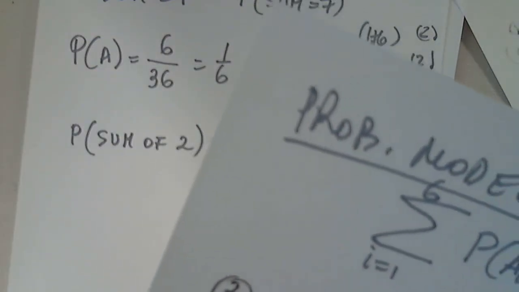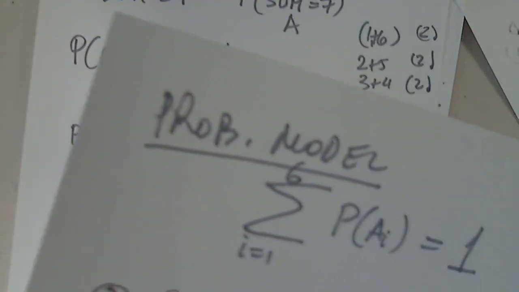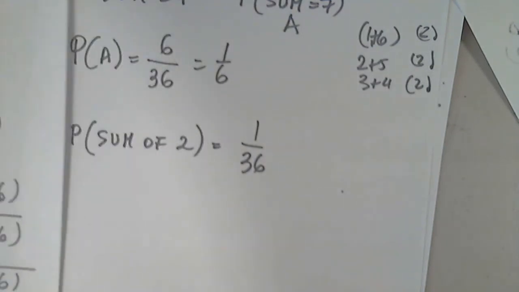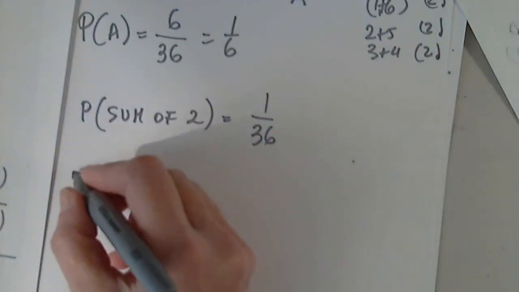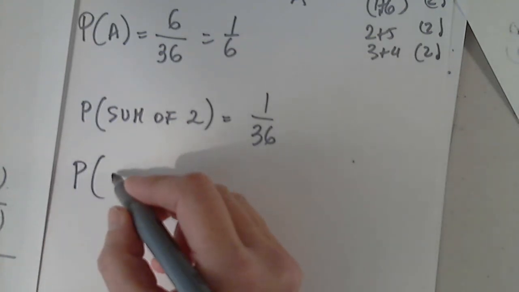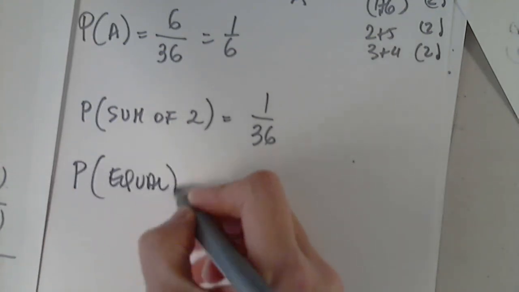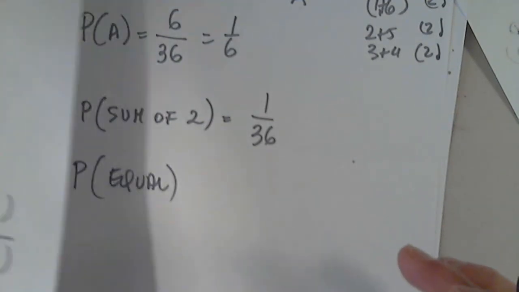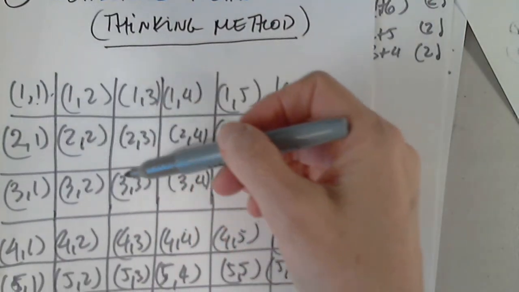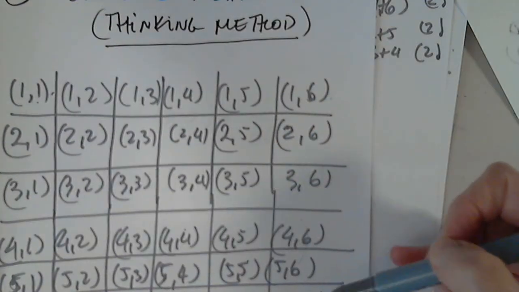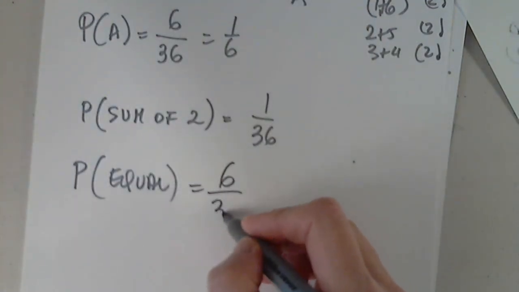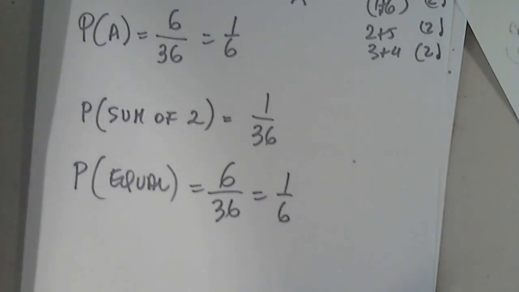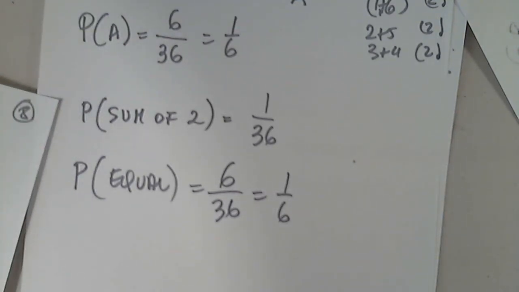And we can determine any other probabilities. So I'm going to just create another question. The probability they're equal. Like 1,1; 2,2; 3,3; 4,4; 5,5; 6,6. Here they are: 1, 2, 3, 4, 5, 6. Again, this is 6 over 36, or 1 over 6. Any questions?